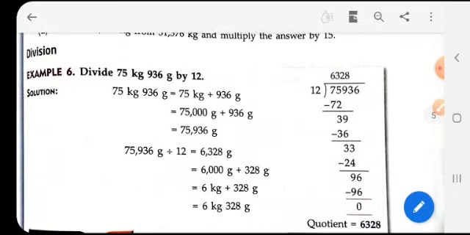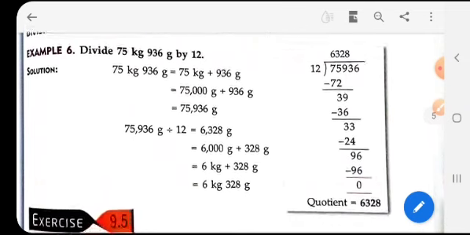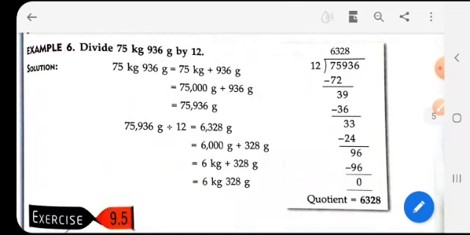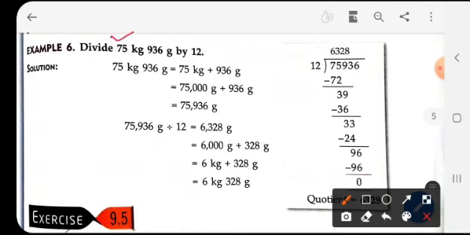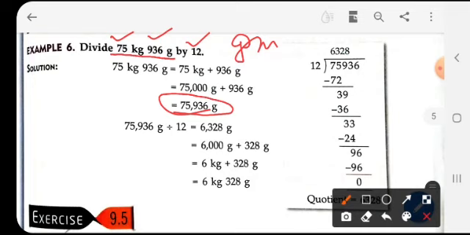So we come to the division part. In the division part there is a little difference. What we do in the division part, we have to first bring the whole number. Now here is the whole number. It is 75 kg and 936 gram. So we'll convert this whole number into grams. That is, this is the whole number that we get in grams. Now you will divide it by 12 and you get this answer, right? So this is in grams.